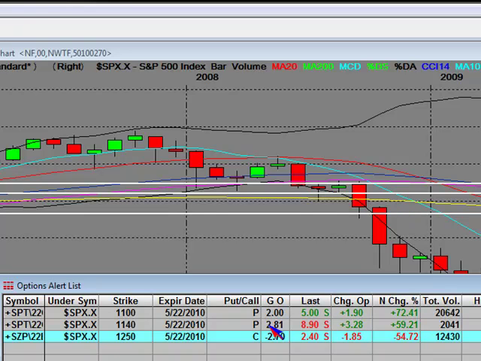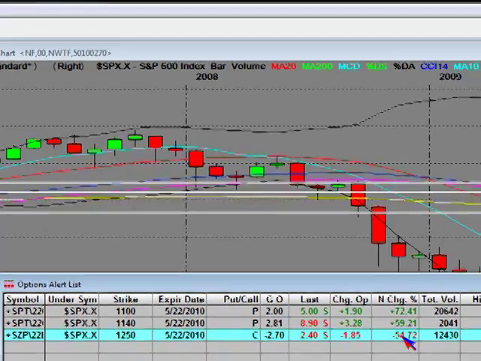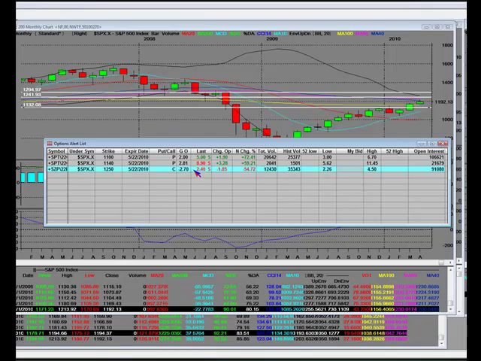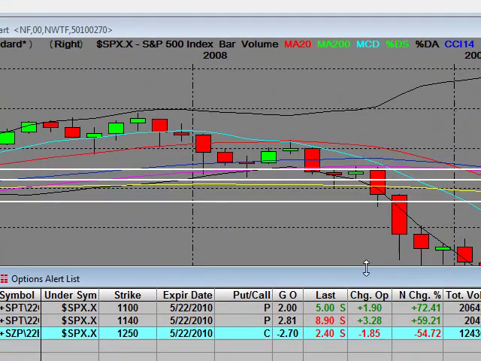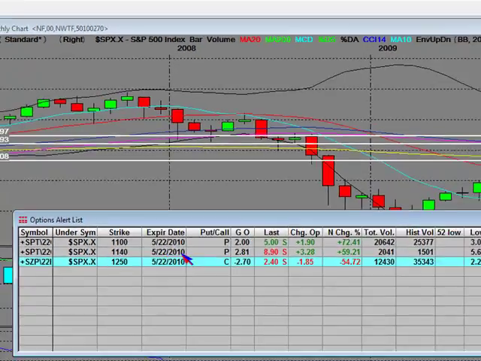put option of that put right here, the 1100 put, had a 72% gain on Friday. And basically the way that we're going to trade this is, while this is down 54%, we have to buy the call at the lower price, so that when we move up and this goes up and this comes down, in the net change in percent is when we'll put the risk management part of the trade on.